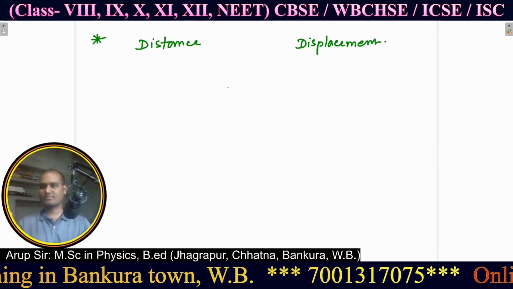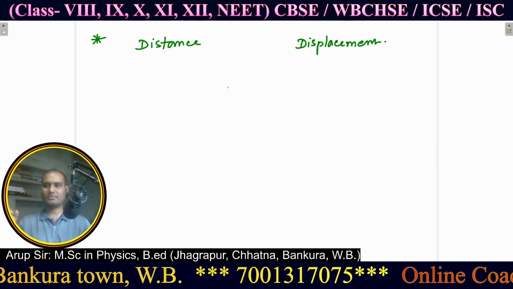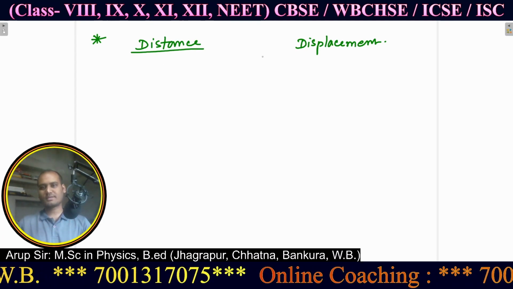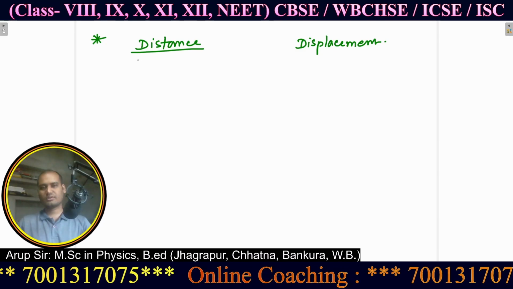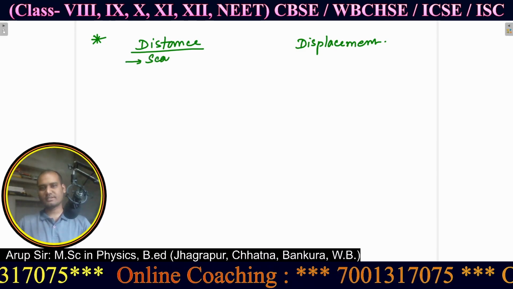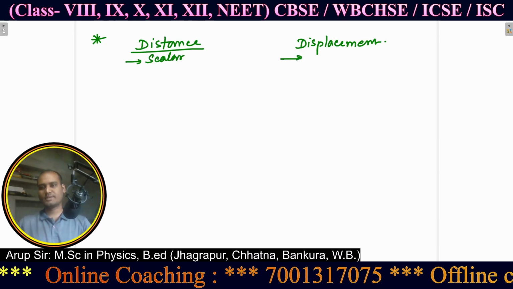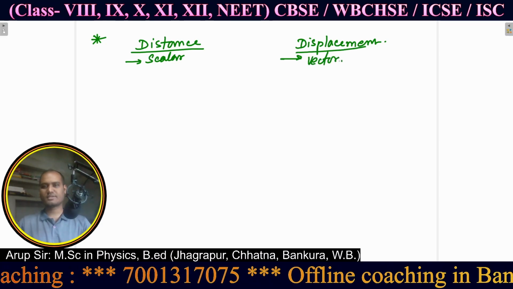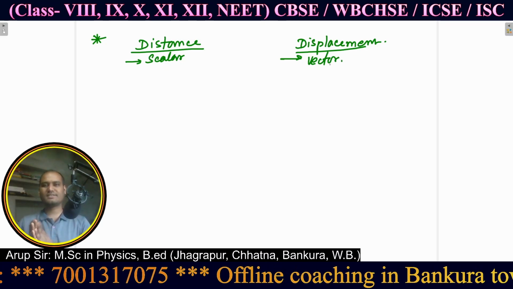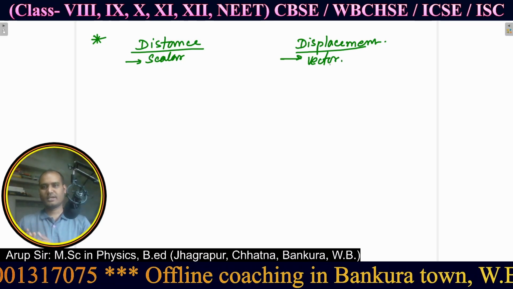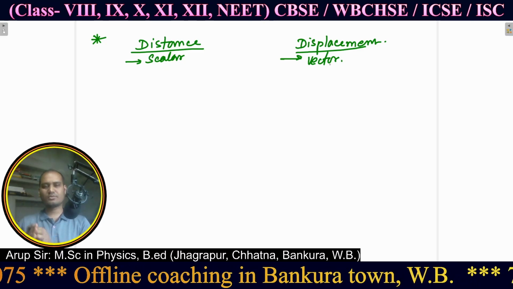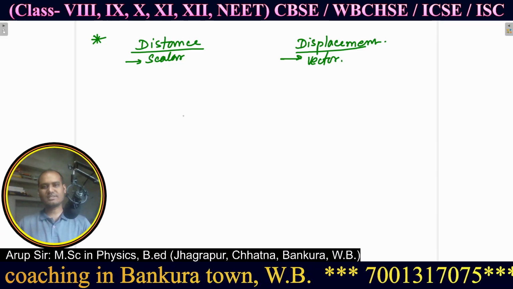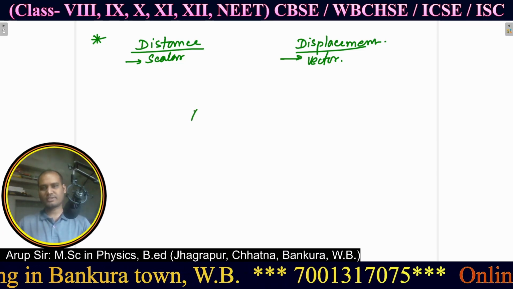I am not saying similar and same, I am not saying that, but almost similar. But distance, you know that it is having only value, so it is a scalar quantity. And displacement, on the other hand, is a vector quantity, having some direction. I am coming to that point, how it is having some direction. So let's first discuss distance and displacement.